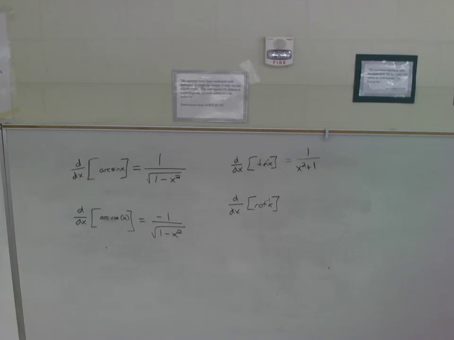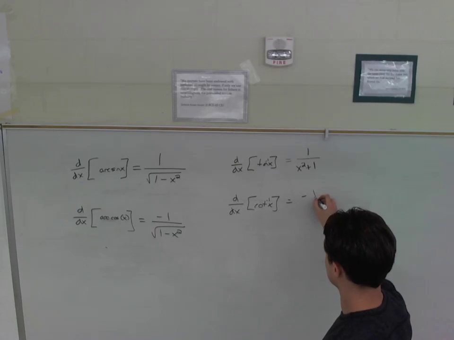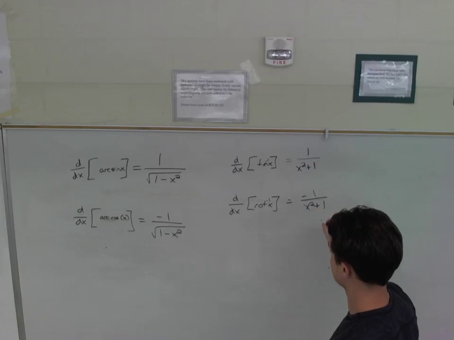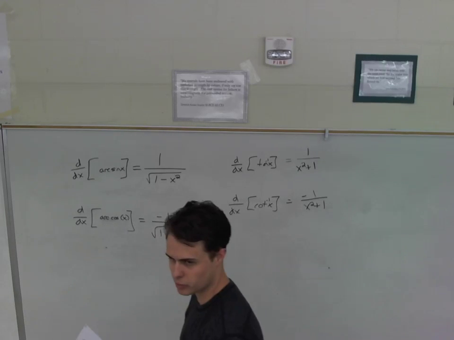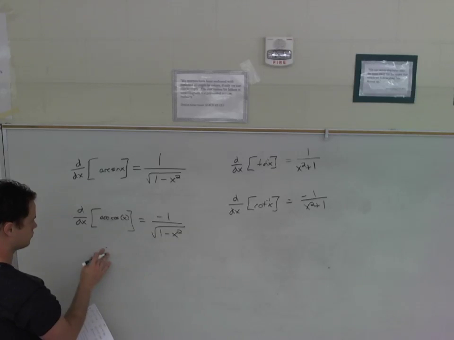Because it's used for a lot of things. So then cotangent is the next one. Easy.